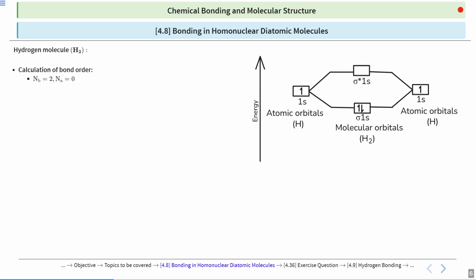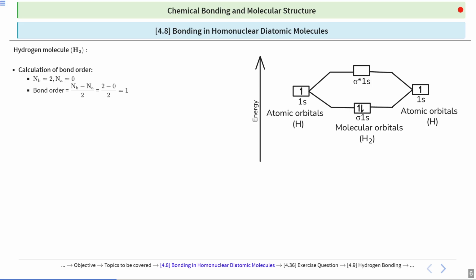We can see it is present in the sigma 1s, and in the anti-bonding there are no electrons. Therefore, its bond order will be (2 minus 0) by 2, which equals 1. So this is the formula for the bond order. We have already seen it in the previous discussion: (Nb minus Na) by 2.